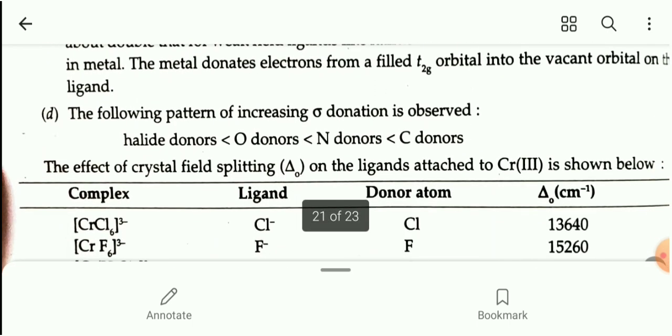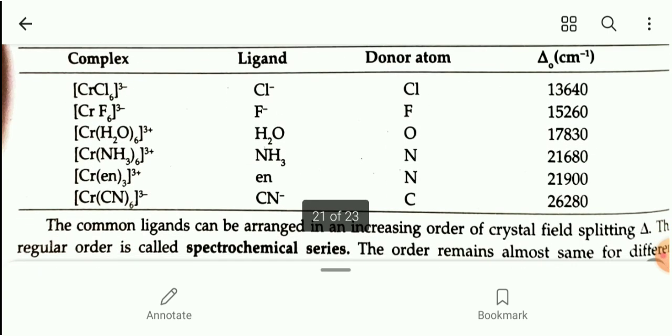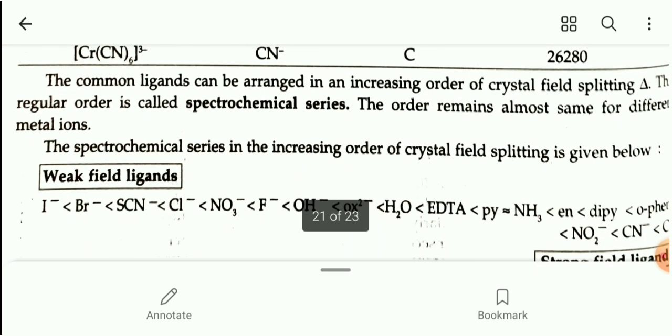D. The following pattern of increasing sigma donation is observed: C donors the highest, then N donors, then O donors, and halide donors the least. The effect of crystal field splitting Δ naught on the ligands attached to Cr3+ is shown below. The common ligands can be arranged in an increasing order of crystal field splitting Δ. This regular order is called the spectrochemical series.